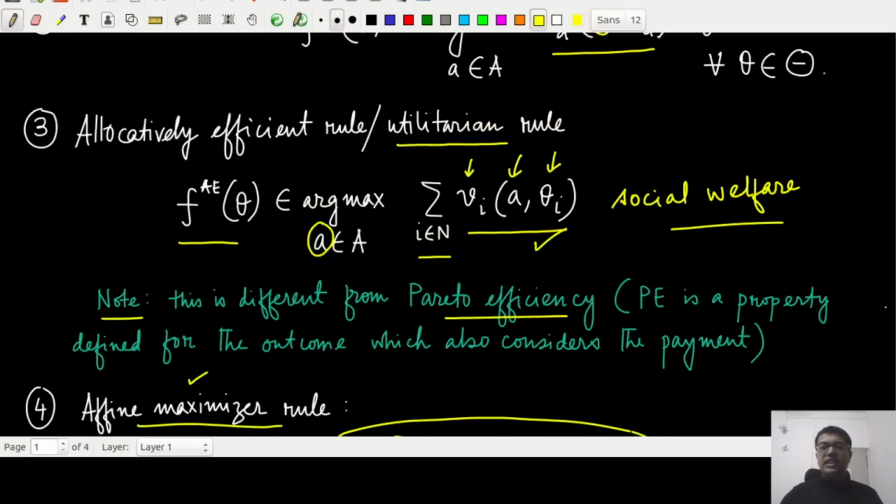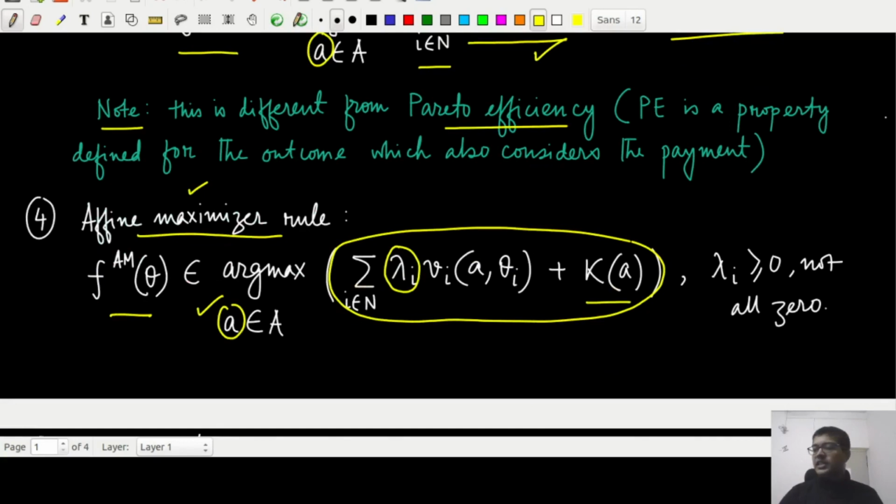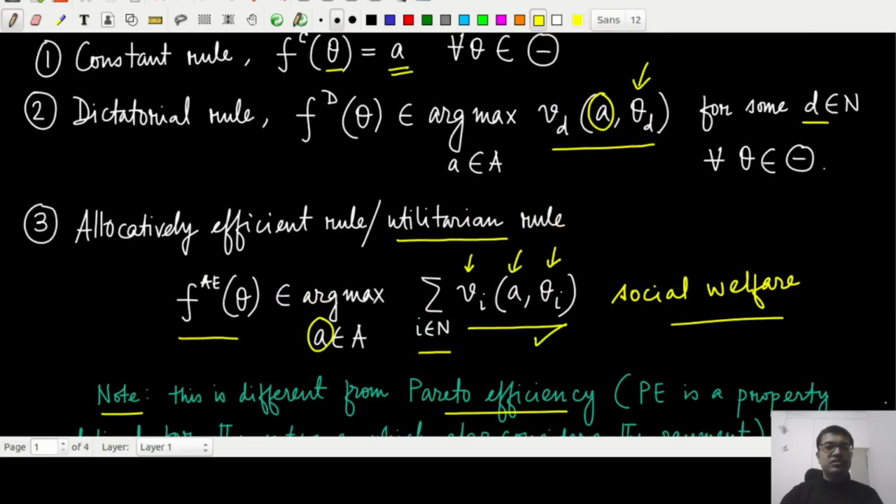This is the case where kappa A is identically equal to 0, and all these lambda i's are equal to 1. That is the social welfare maximizing allocatively efficient rule.